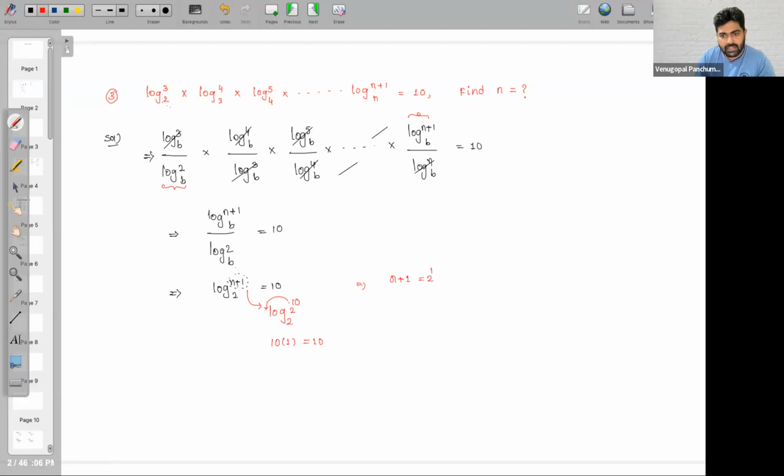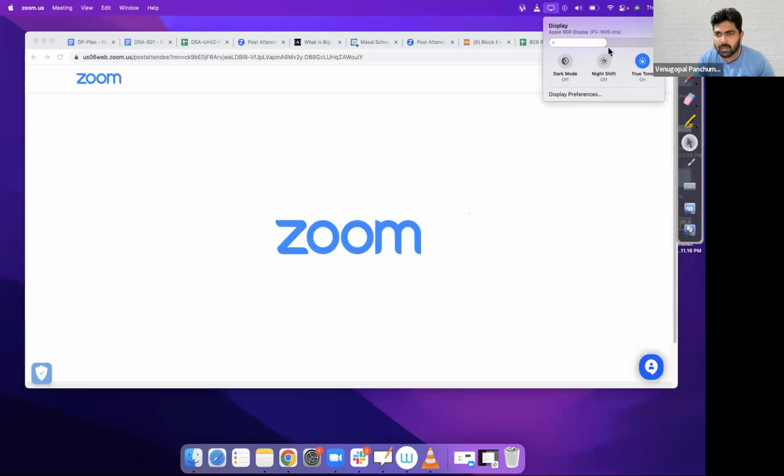So 2 power 10 is 1024. So from this, n is equal to 1024 minus 1, which is 1023. Simple. I think this is a previous JEE question, an IIT JEE question. So everyone understood, friends? Is it clear? Okay, somebody is saying he solved it also. Very good.